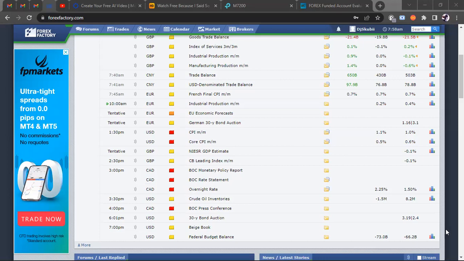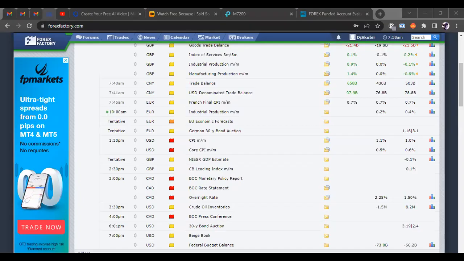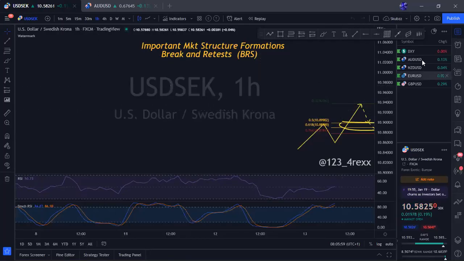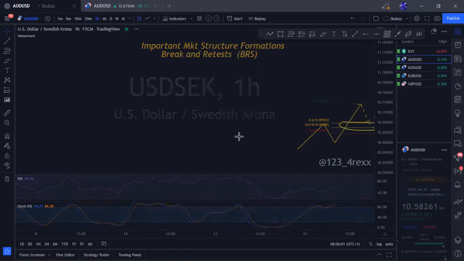So watch out, guys. Watch out on these pairs around these times. We might have a lot of volatility in the market, a lot of spikes and all. So let's jump on our charts and see what we can get for today. Let me see. This was our analysis.